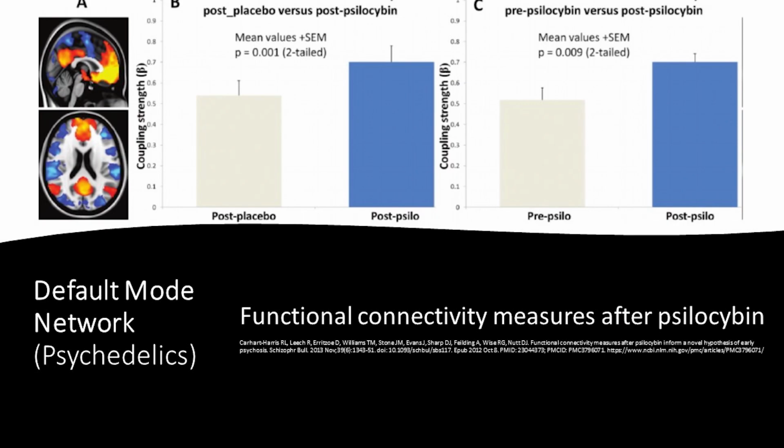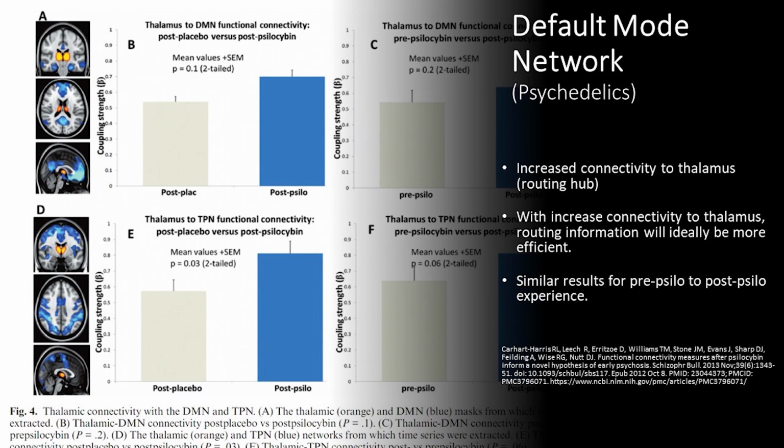So just to visualize some of the data we've seen so far, in the top left we see the post-placebo group, and the coupling strength is lower than the post-psilocybin group, coupling strength being connectivity to other networks. And then on the right image, we see the individuals who took psilocybin. We saw the coupling strength within those networks were decreased before and then increased after. Similarly, we found increased connection to the thalamus in the top left, with post-placebo being lower than post-psilo. That was also found with the thalamus to task-positive network connection as well.